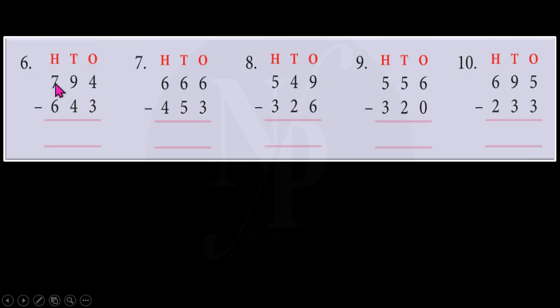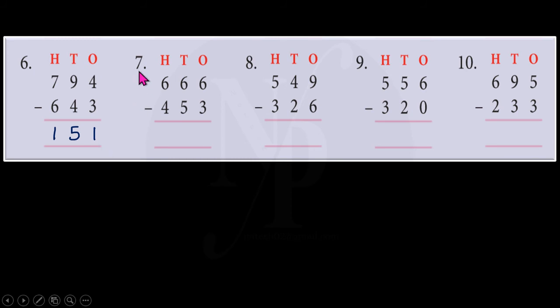Question number 6, 794 minus 643. So subtracting 3 from 4, you get 1. And here subtracting 4 from 9, you get 5. Subtracting 6 from 7, you get 1. Therefore, 151 is the difference.